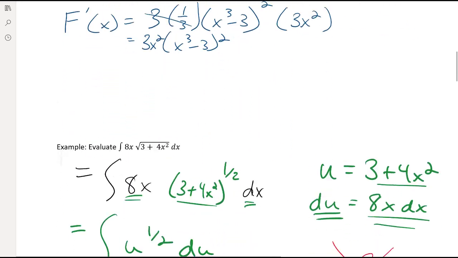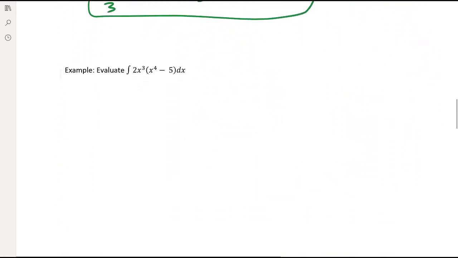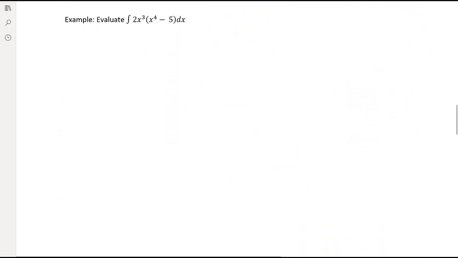Well, it turns out that this substitution method also works as long as you're able to correct it by multiplying through by a constant. So substitution works up to what we call a constant multiple. Let me show you what I mean. In this example, we have to evaluate the integral of 2x cubed times x to the 4th minus 5. What do you think u should equal? Hopefully you said u equals x to the 4th minus 5.